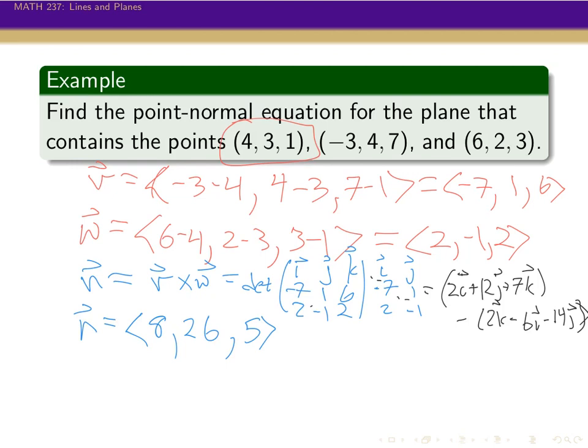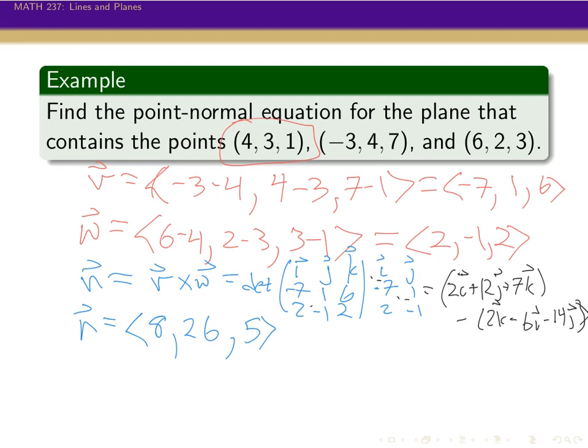Right. Let's just double check. Dot this, 8, 26, 5, with minus 7, 1, 6. 8 times minus 7 is minus 56. So minus 56 plus 26 plus 30 equals 0. Yeah, so that works. 2 times 8 is 16. 2 times 5 is 10. Minus 26, yes. So this is perpendicular to both of them, so that works.